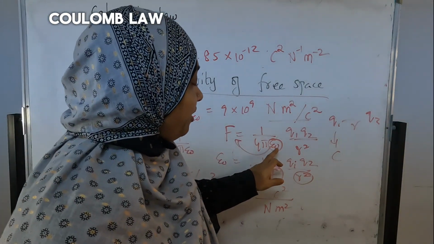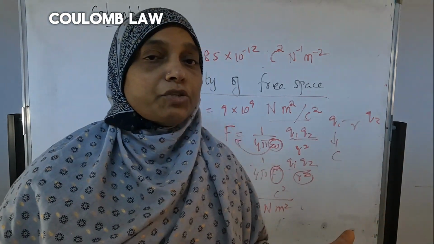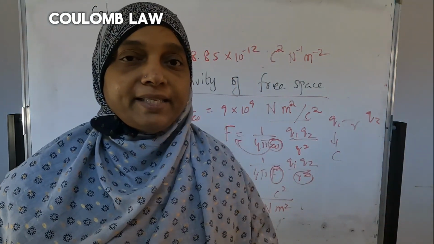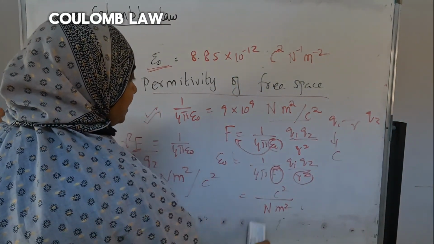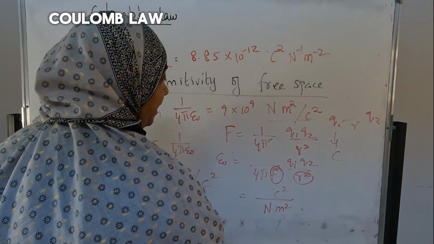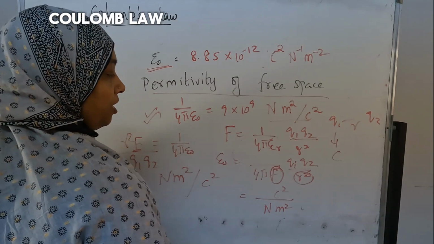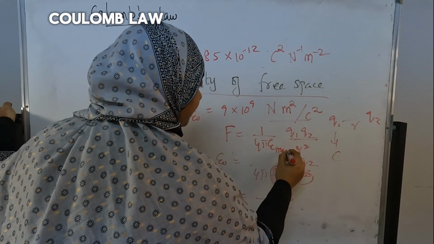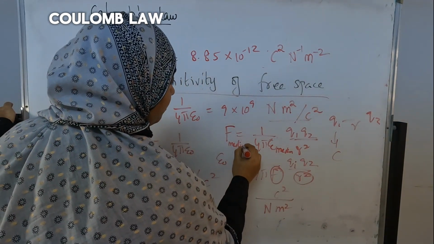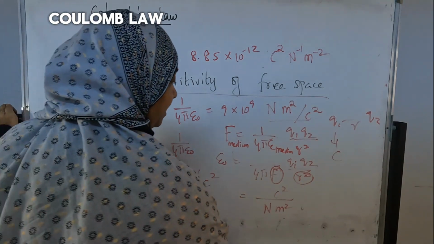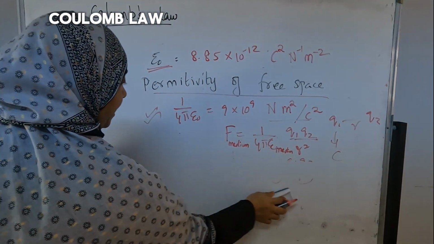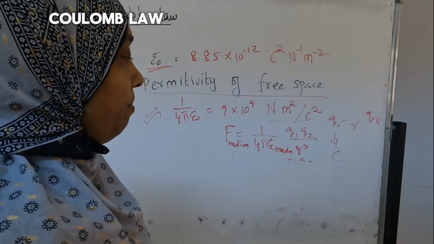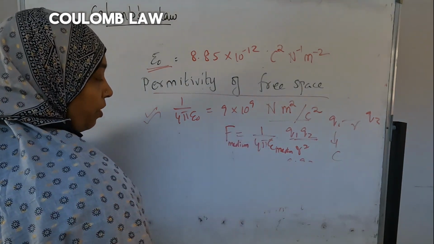And this epsilon naught is the permittivity of free space, that means it is kept in air. If we are going to keep this in some medium, like water or glass, then you have to use epsilon naught as epsilon R. So any medium we can use. We can represent it with the same formula, only instead of epsilon naught we use epsilon medium.